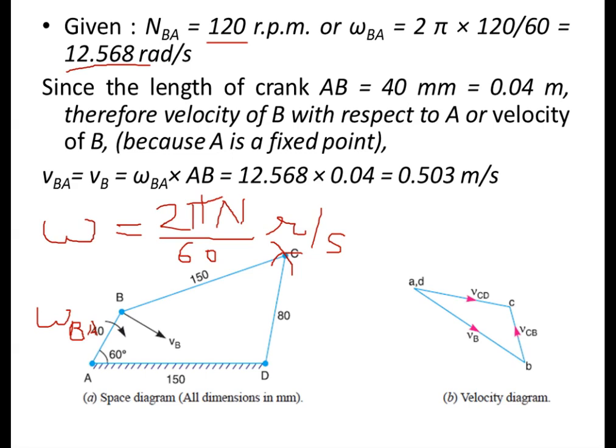Now the length of the crank AB is 40 mm. Always we want the values in meters, so we take it as 0.04 meter. Therefore the velocity of B with respect to A, or B, because A is fixed, you can calculate. VBA is what you need to calculate. How to calculate that we'll see.